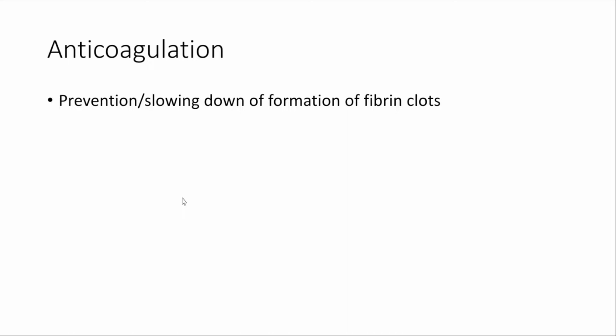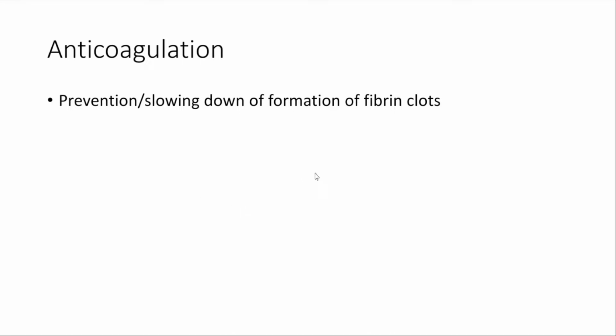As a follow-up from last week's discussion, what we are going to discuss today is anticoagulation. So what is anticoagulation? Simply put, anticoagulation is the prevention or slowing down of the formation of fibrin clots. How do we achieve this? We achieve this by using various drugs which inhibit different steps of the coagulation pathway that we talked about, and therefore help in prevention or slowing down of clot formation. So why do we need anticoagulation? There are a lot of indications.